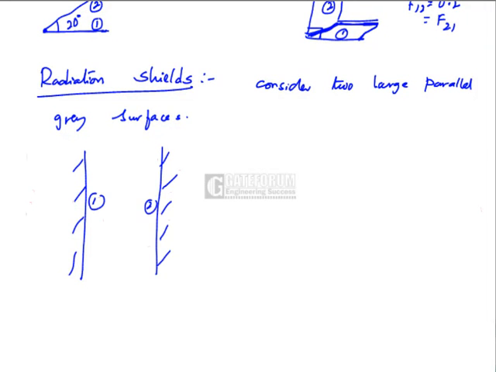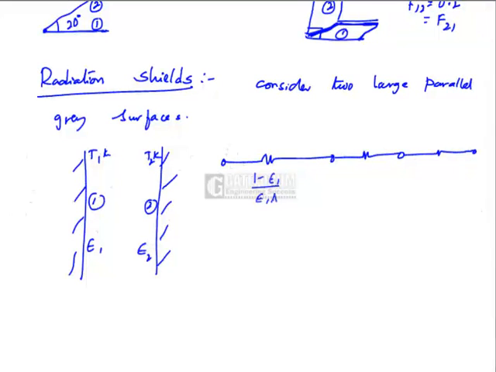This is 1, this is 2, epsilon 1, epsilon 2, T1 Kelvin, T2 Kelvin. Now the thermal circuit or radiation network for the problem will have three resistances: two surface resistances and one space resistance. This is EB1, this is EB2.